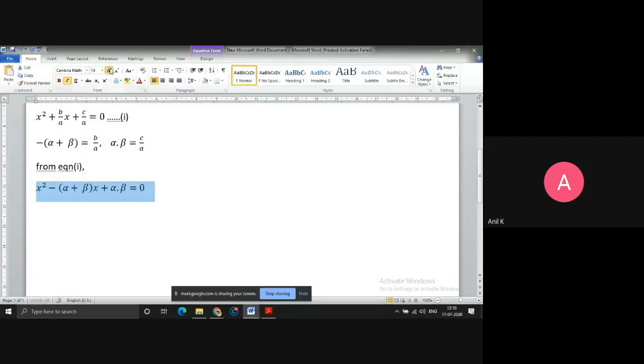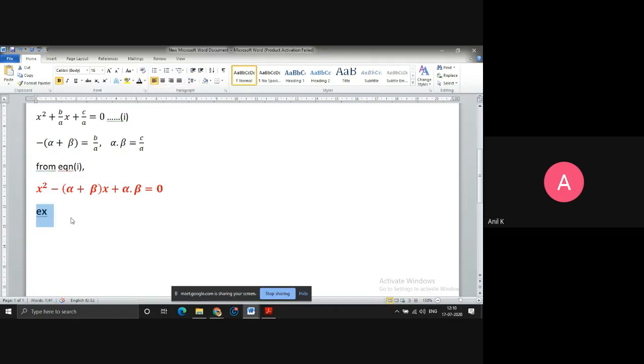Where the sum and product of the roots are given to you, this is the formula. Here alpha plus beta represents the sum of the zeros, and alpha into beta represents the product of the zeros. When both values are given, I just have to substitute in the equation, then I'll go back to my quadratic equation. And let me take an example.